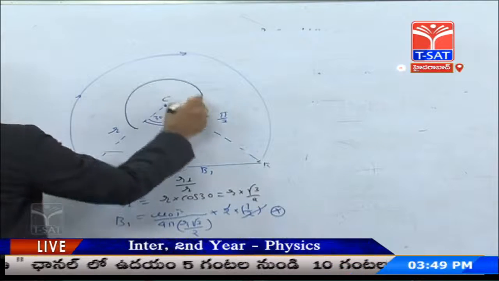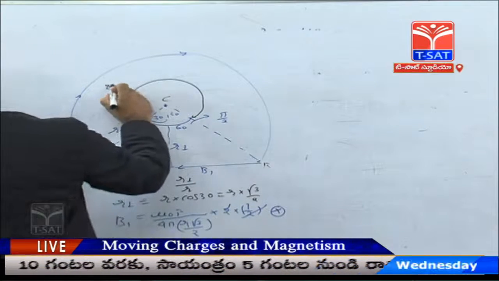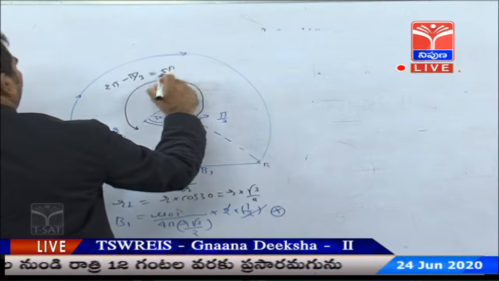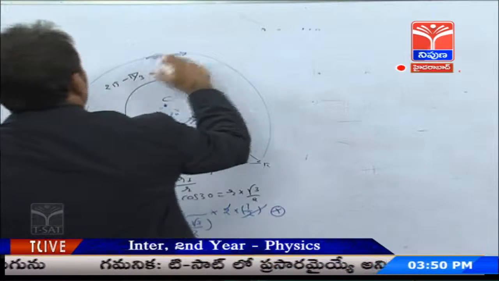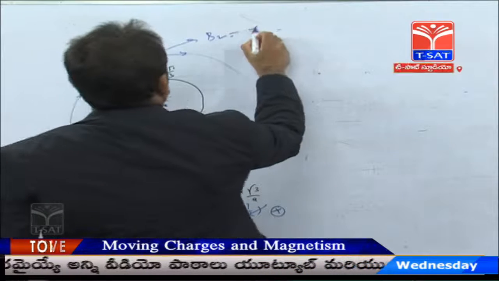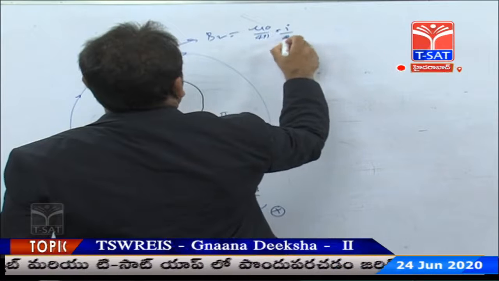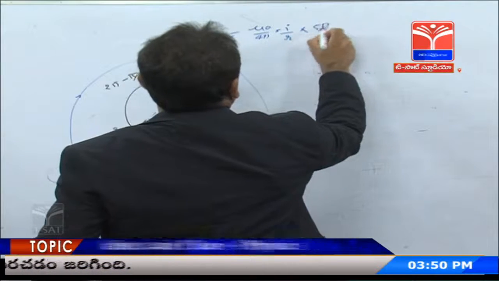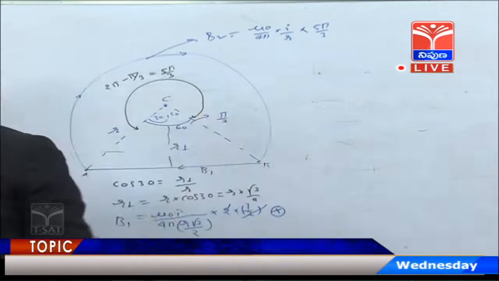This is the remaining conductor, and this is pi by 3. 2 pi minus pi by 3 is equal to 5 pi by 3. This angle is nothing but 5 pi by 3. So, due to this conductor, the magnetic field induction is given by B2 is equal to mu naught by 4 pi into I upon r into theta. Theta means 5 pi by 3. So B2 is mu naught I theta by 4 pi r.